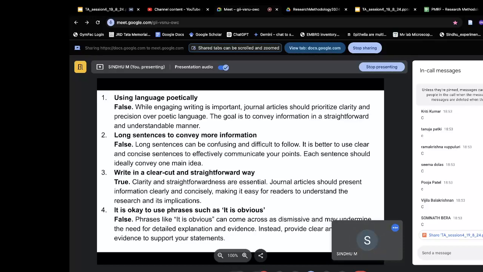Option C, write in a clear cut and straightforward way. This is the correct option. We have to write it in a clear way so that it is easy for the readers to understand.